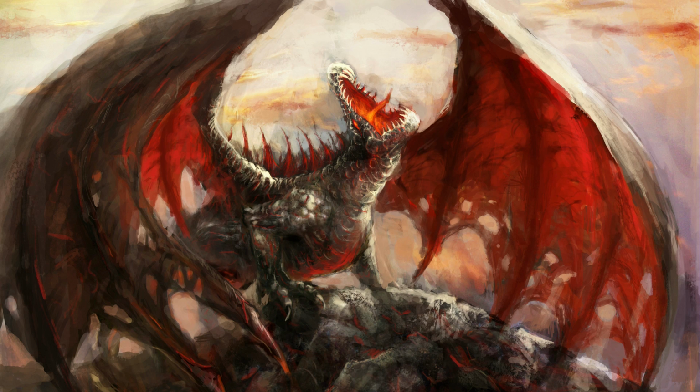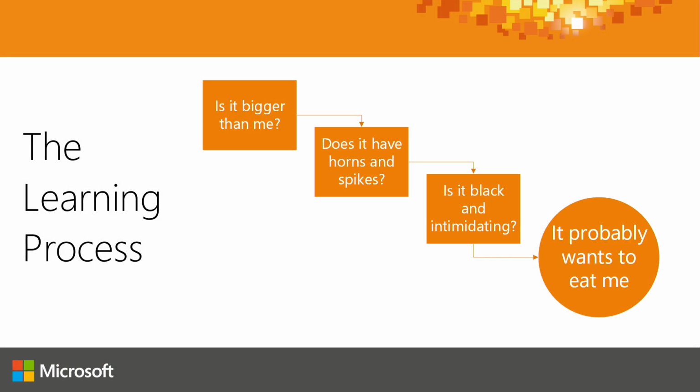And that is entirely based on things that you have learned and things that you know as a human. In your head, there have been a bunch of decisions that have helped you come to that conclusion in that split second. You've determined, is it bigger than me? Does it have horns? Is it intimidating? Does it want to eat me? Things like that. And you've determined that I probably don't want to go hang out with the dragon.